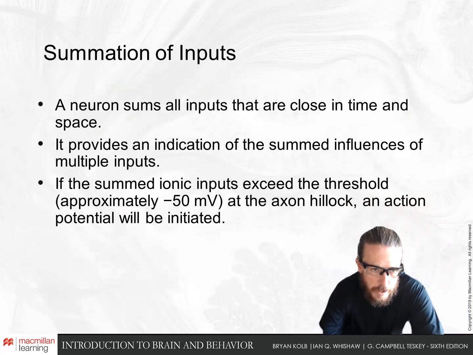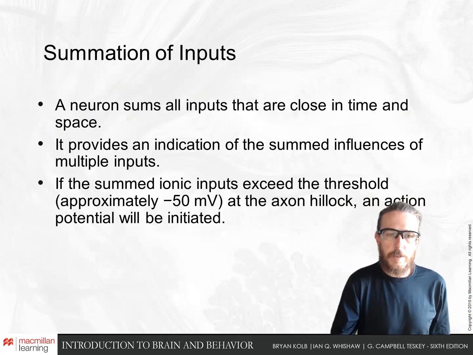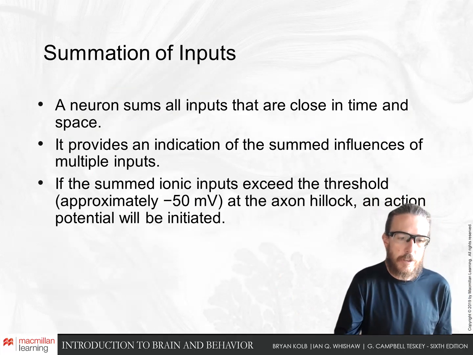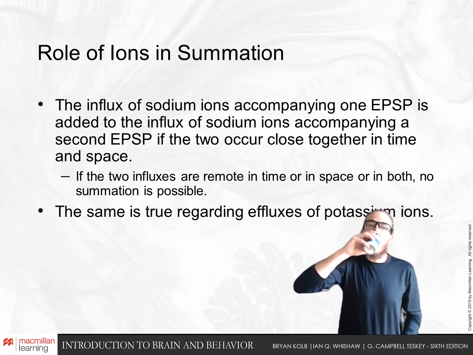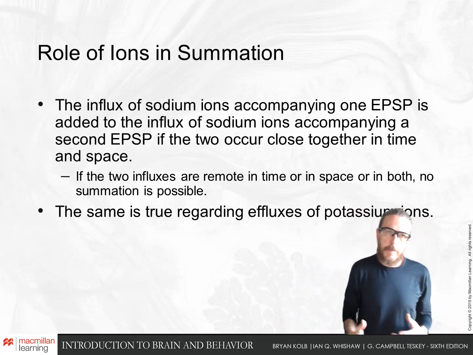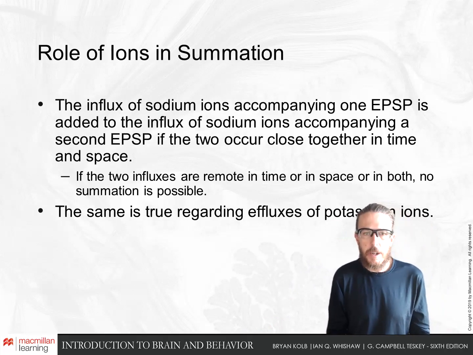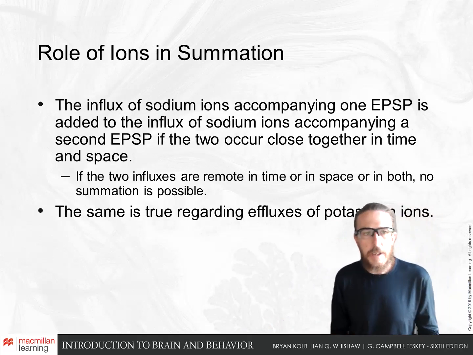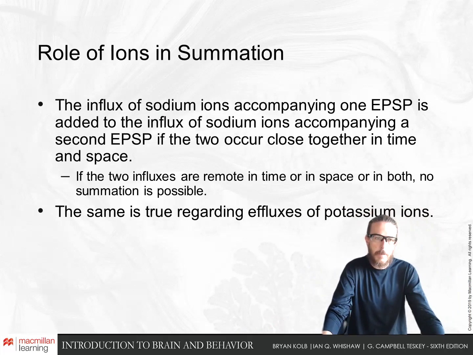And if that summed ionic input exceeds this threshold, if they depolarize it enough to get past minus 50 millivolts, once it gets to the axon hillock, the start of the axon, then it will initiate an action potential. And you can think of sodium's role in this summation because the sodium adds together if the inputs are occurring close enough together in time and space. So the more sodium you can get in that area close in time and space, the closer it can get to the threshold membrane potential. And similar with potassium.